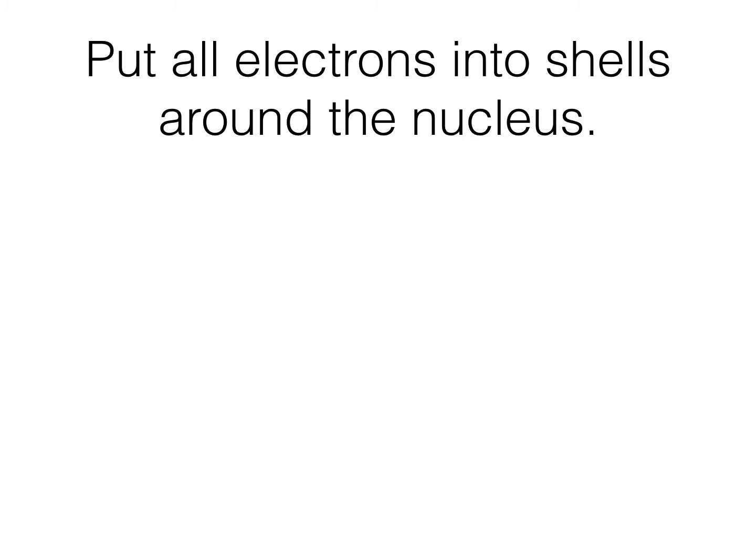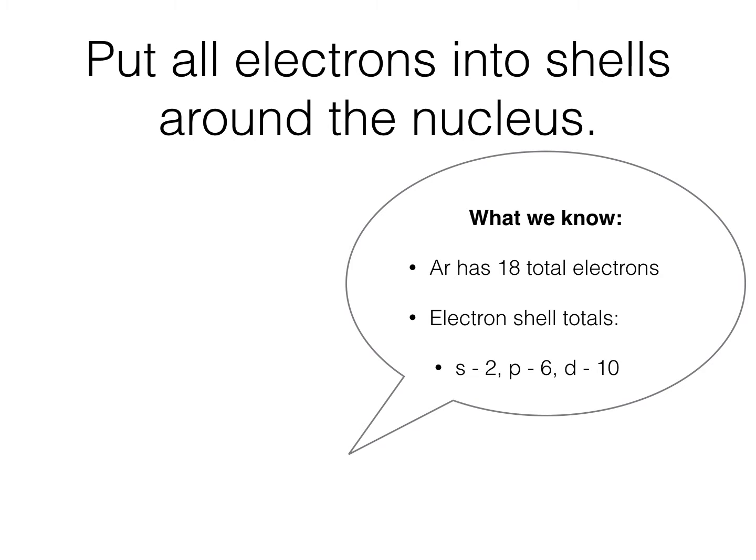Next, we need to put all of the electrons into shells around the nucleus. Let's think about what we know. We know that argon has 18 total electrons, and we also know the electron shell totals. So knowing this, we can start putting the electrons into the shells that they belong. First, we fill the first shell, which is an S shell. Again, S shells can hold 2 electrons, so we fill it to its max.